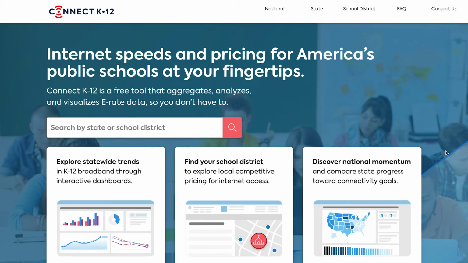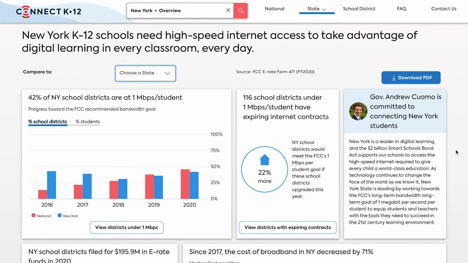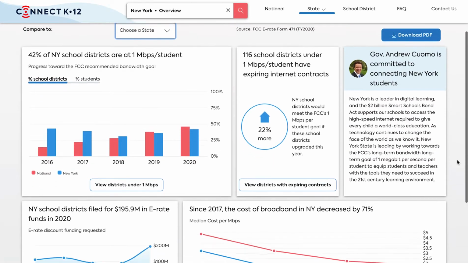Let's take a closer look at a state overview page. You can get there from our homepage by typing it right here or at the state section in the top. This page reports on trends and data for your bandwidth speeds and pricing over the past 5 years.